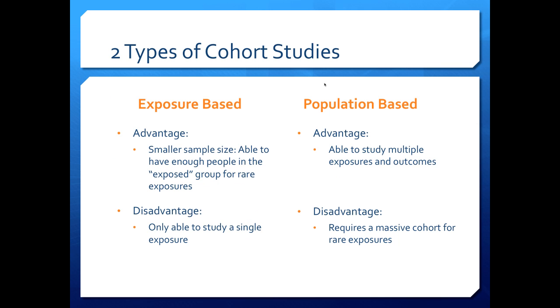There are advantages and disadvantages to each type of cohort study. An exposure-based cohort allows for a smaller sample size for rare exposures. However, you are limited to a single exposure. A population-based cohort, on the other hand, can look at multiple outcomes and exposures, but must be a massive study in order to pick up differences due to rare exposures.